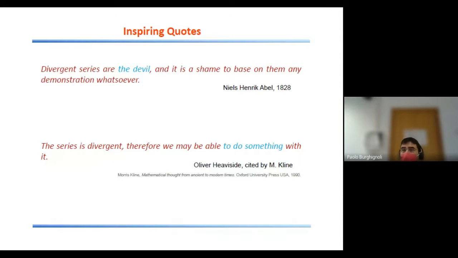In the middle of the 19th century, however, something happened so that divergent series were not considered so dangerous. 50 years after Abel, Heaviside once said that the series is divergent, therefore we may be able to do something with it. So the attitude towards this kind of behavior had changed. They had discovered that even if divergent, a series could be very useful in practice.